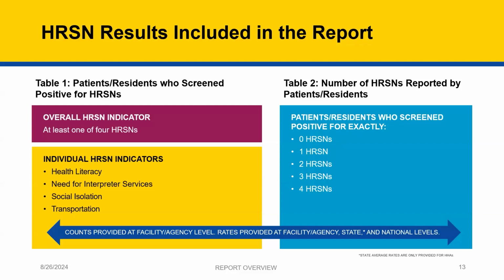All results are presented as both counts and rates for your facility or agency, and we will explain how each of these is calculated in the following slides. Additionally, your facility or agency's rates are presented alongside the national average rates for providers in your care setting. For home health agencies, rates are also presented alongside the state average rates for home health providers.